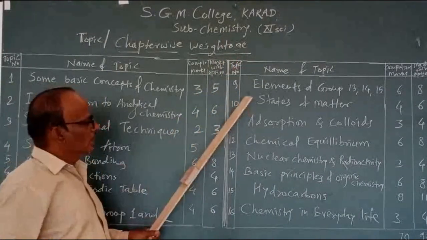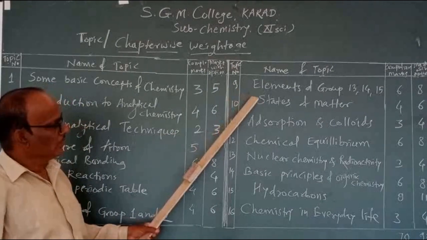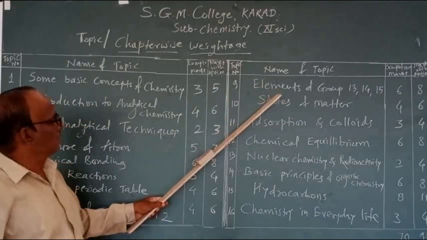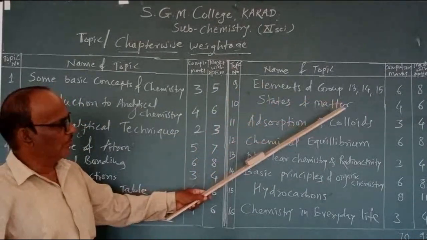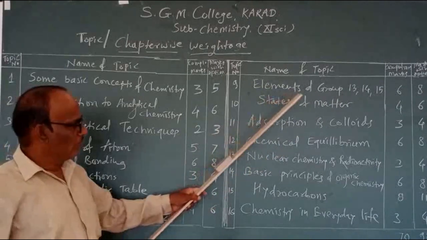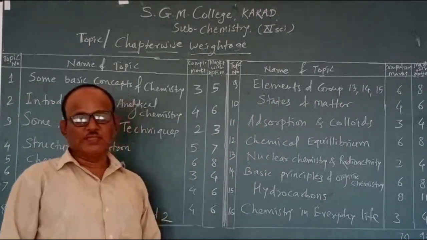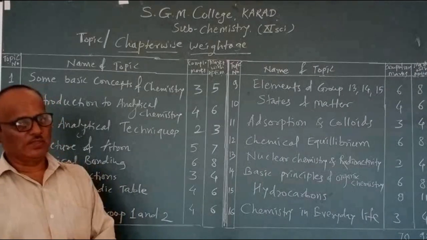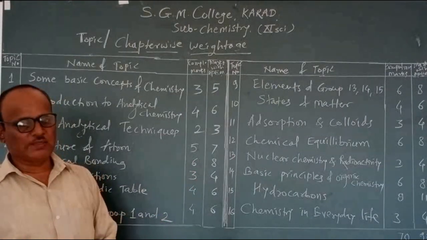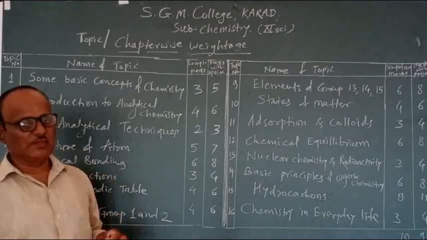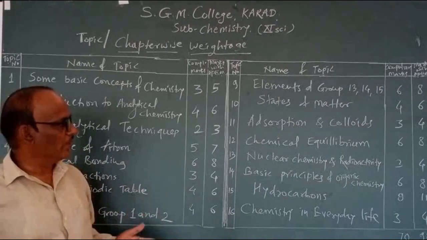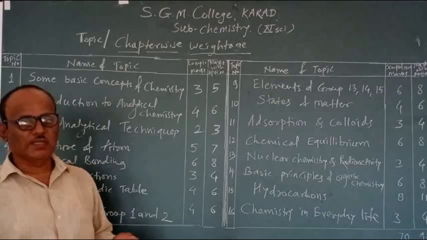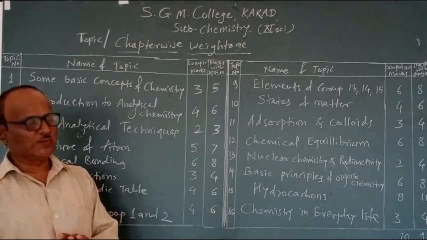Then here topic number 9. The name of the topic is elements of group 13, 14 and 15. Group numbers 13, 14, 15 are included in the P block. So these are P block elements. In the P block elements, there are total 13, 14, 15, 16, 17 and 18. Total 6 groups are there.